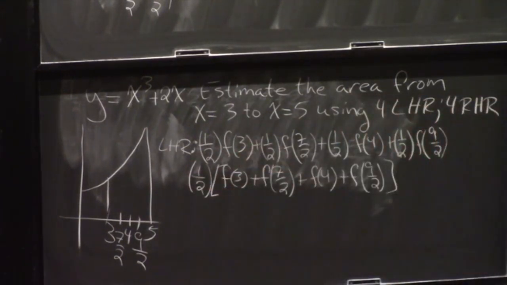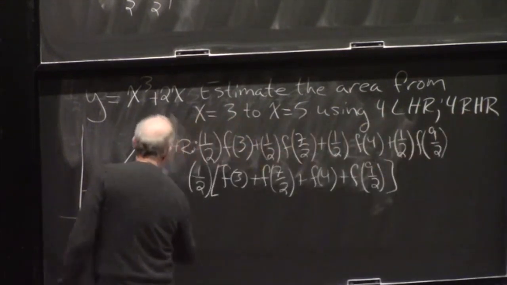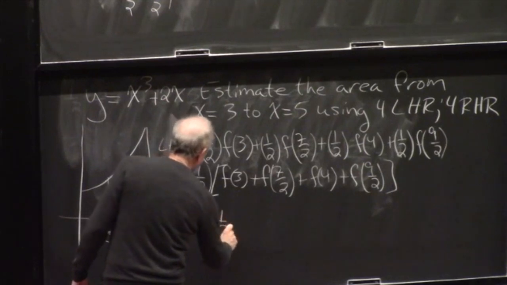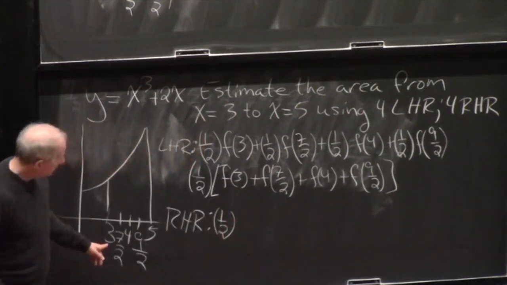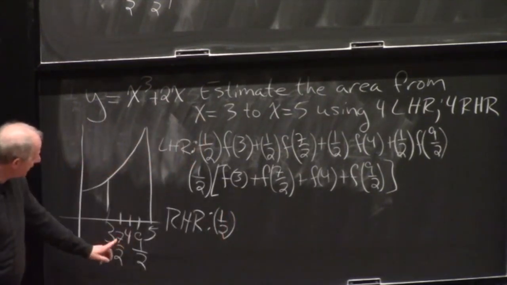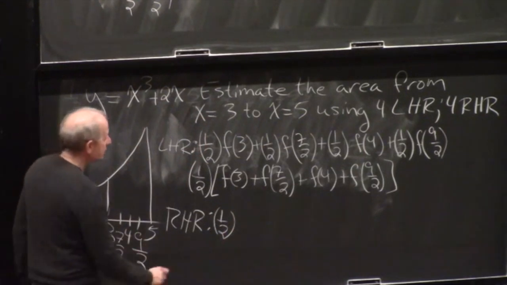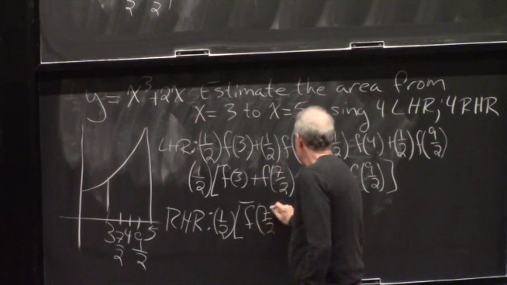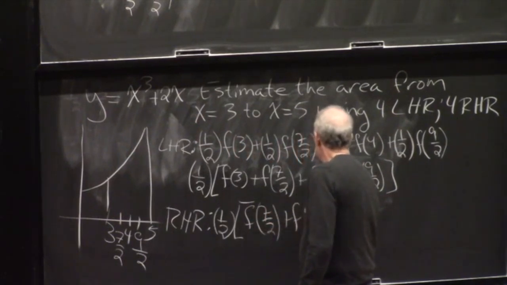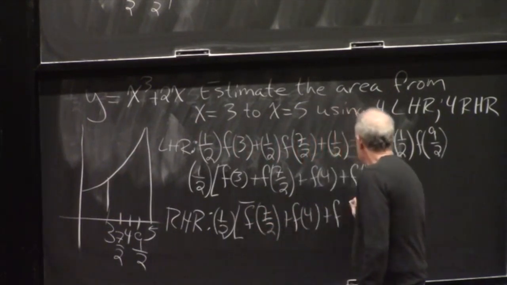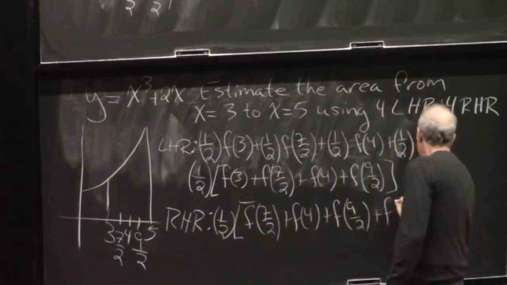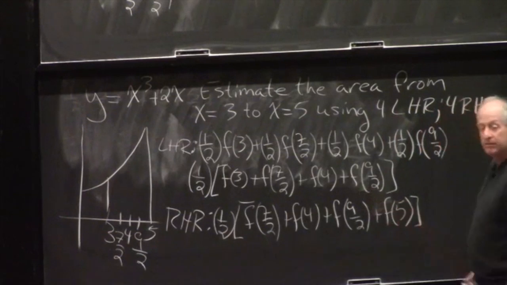So if we're doing the right-hand rectangles, the width again is a half. But now instead of starting at 3 and finishing at 9/2, I'm going to start at 7/2 and finish at 5. So I'm going to have f of 7/2 plus f of 4 plus f of 9/2 plus f of 5. And again, I don't really care what that number is.